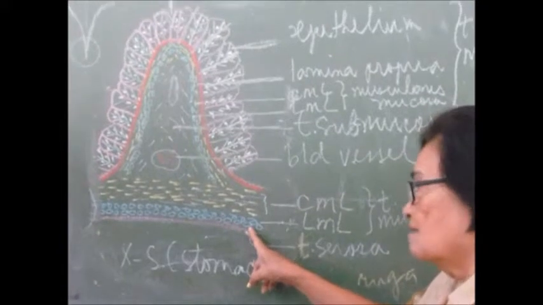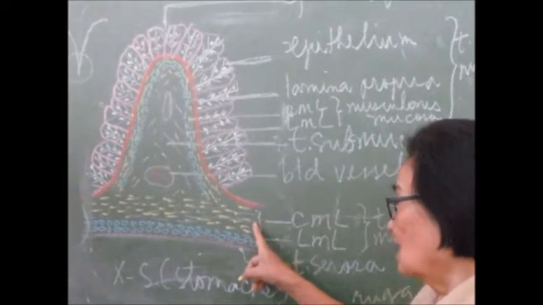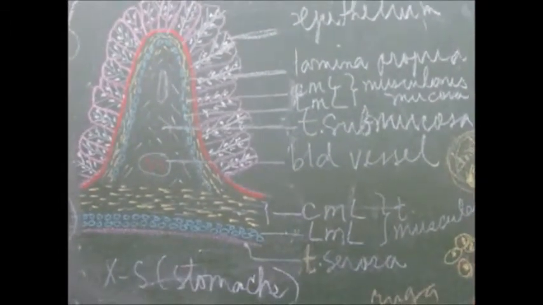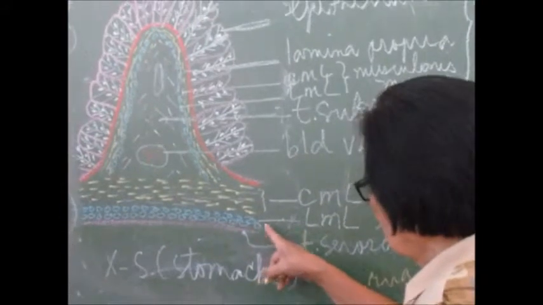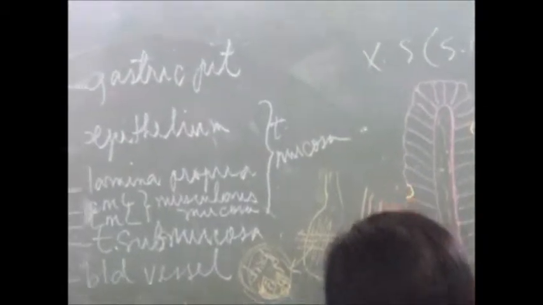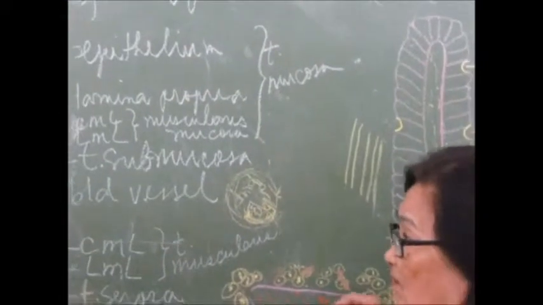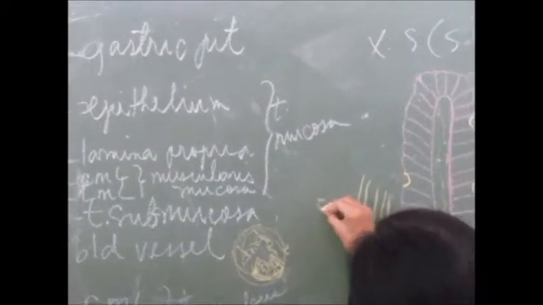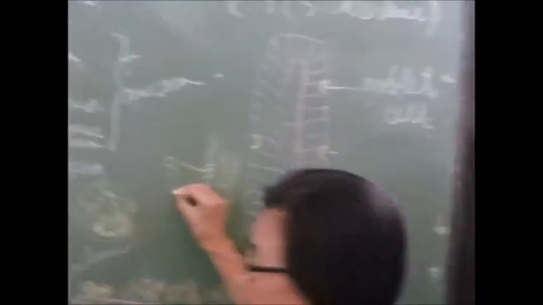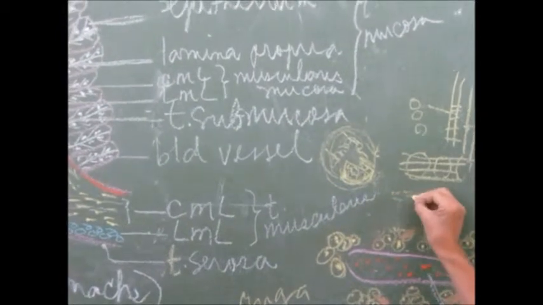The outer is longitudinal, and the inner is circular. Now you might think, why is it round when it is longitudinal? Well, remember, this is a cross-section. If you cut a longitudinal muscle cross-sectionally, you will have a round appearance, correct?